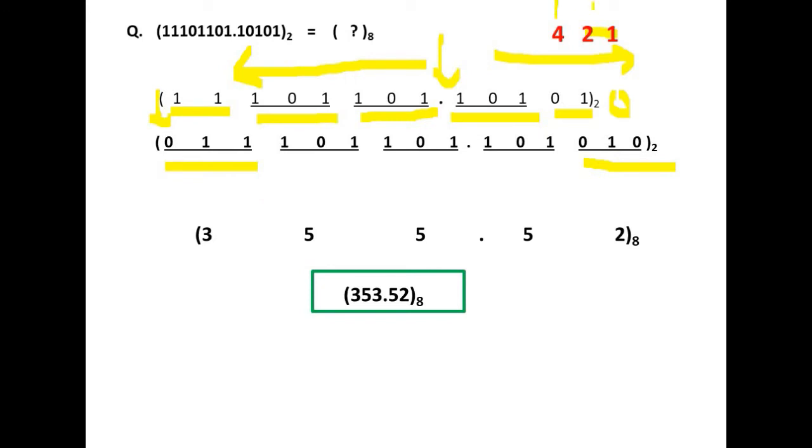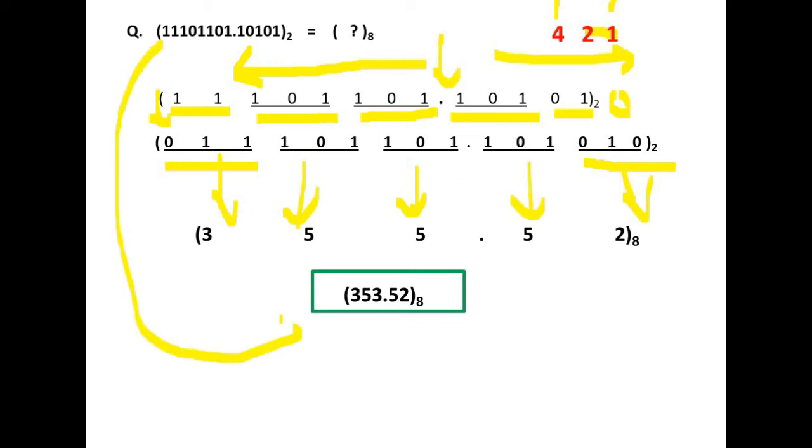For 101, only 1 and 1, 4 plus 1, are required, this is 0, so this is 5. And for 010, the 1 is coming only in the second position, so the octal equivalent of 010 will be equal to 2. So this is 3, this is 5, this is again 5, this is again 5. So we have converted this binary equivalent into the octal number as 355.52. Here it should be 5, it is wrongly written as 3, it should be 5 here.